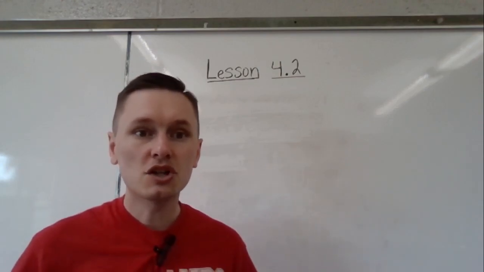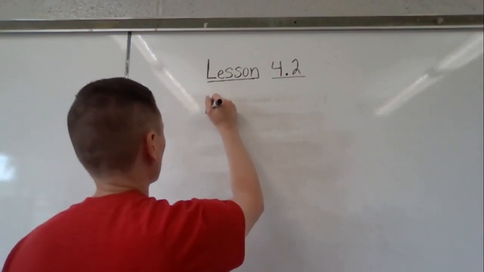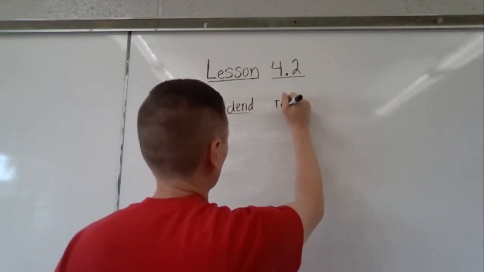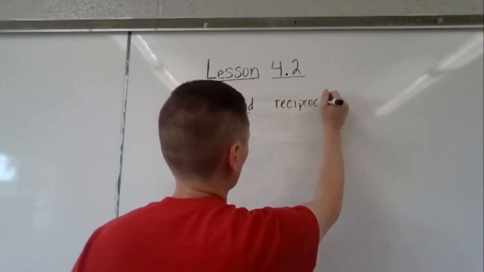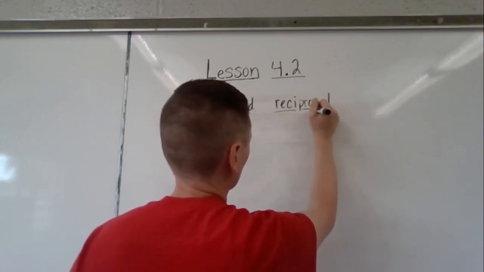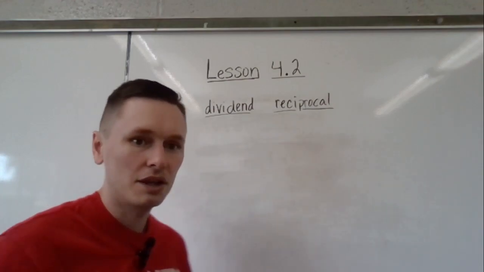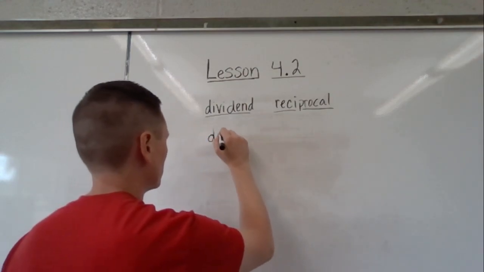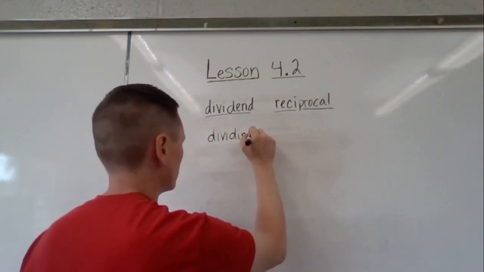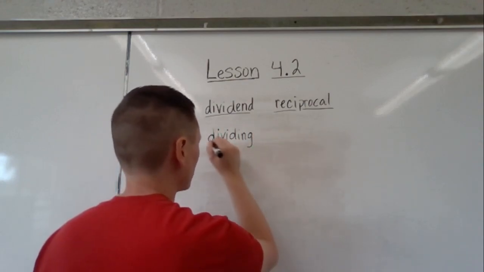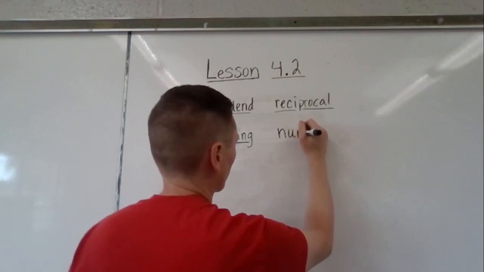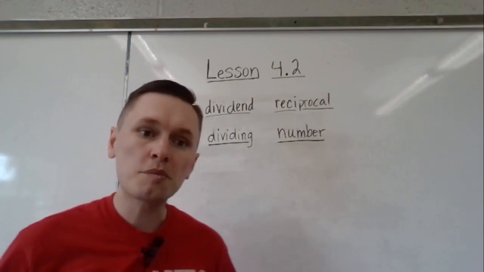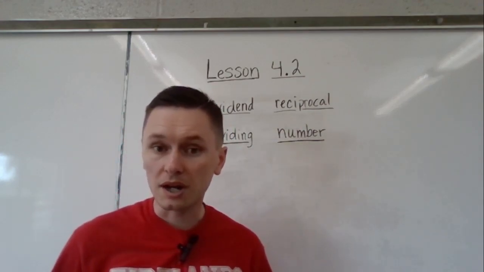So when you divide fractions, you multiply the dividend by the reciprocal of the divisor. Okay, and now our dividend is a number or fraction you are dividing. And our divisor is the number or fraction you are dividing by. And then we have the reciprocal, which is two numbers or fractions whose product is 1.